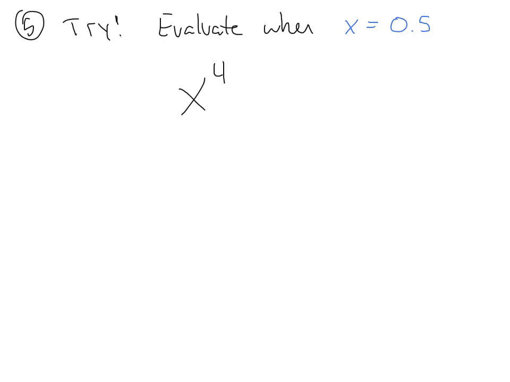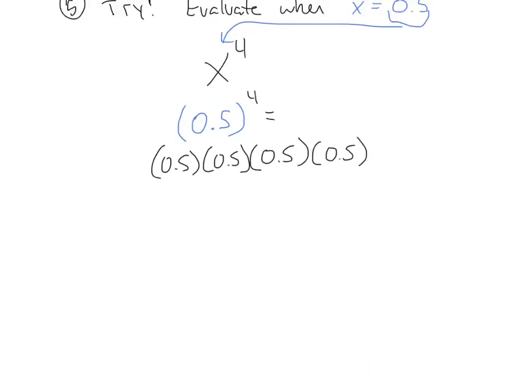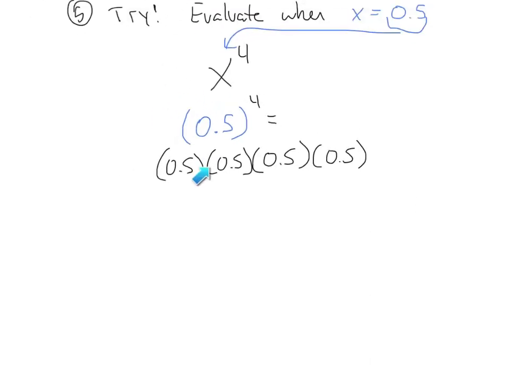All right, well, what that means is I'm going to put in this 0.5 everywhere I see an x. So I'm going to change this to 0.5. And when I do decimals, I like to do them in parentheses, 0.5 in parentheses to the fourth power. Okay? Now, what does that mean? Well, it means 0.5 times 0.5 times 0.5 times 0.5. And we're just going to multiply here. It's the only operation going on. Multiplication there, there, and there. So we'll just go from left to right.